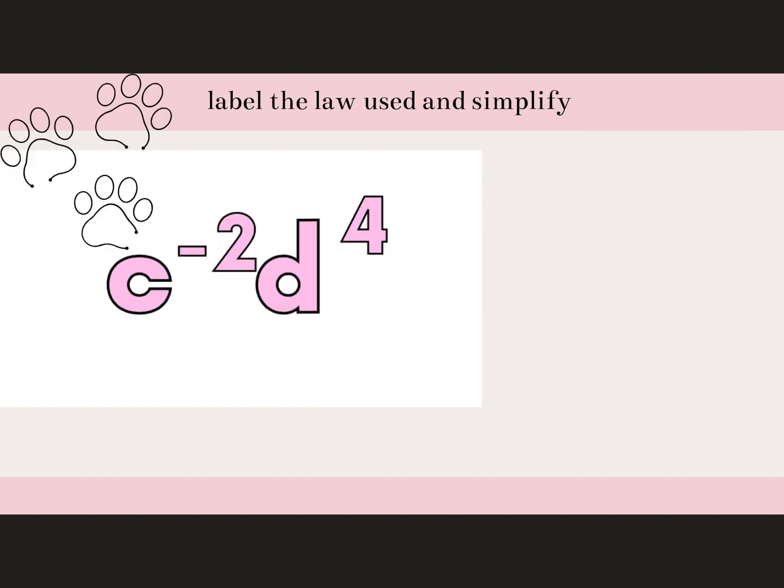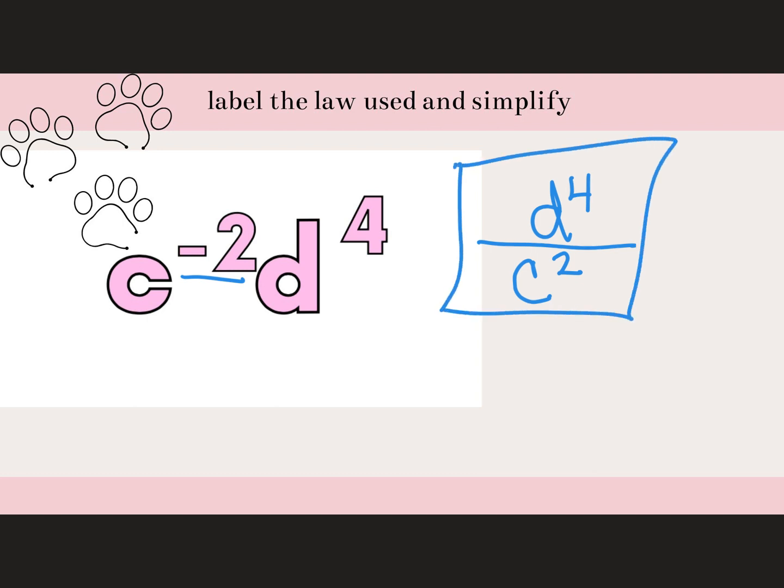On this equation, we are using our negative exponent rule. I have c raised to the negative 2. So remember, negative exponents are a no-no in math. So I'm going to leave d to the 4th in my numerator, and I'm going to change the position of my c. I'm going to send that down to my denominator, making that exponent 2. There is nothing further to simplify. That's it.